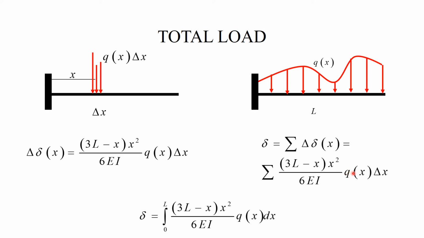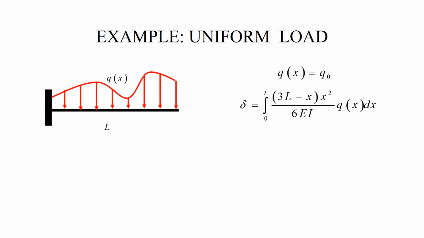And not surprisingly, all I have to do is replace delta x with dx, and instead of the sum, I'll write the integral from 0 to L. The remaining terms are the same in the sum and the integral, and this gives me the expression for the deflection of the tip in terms of an arbitrary q of x. A very general result. So let's see how it works.